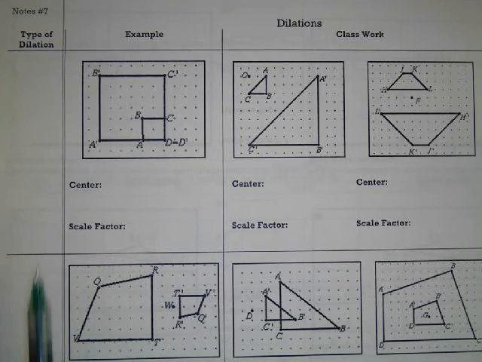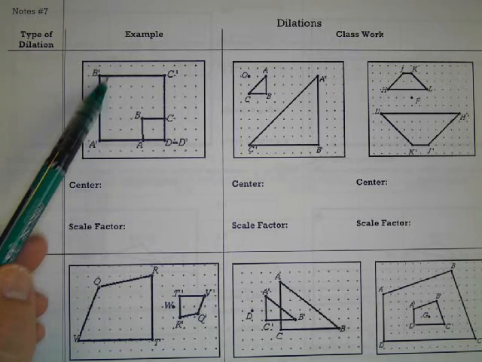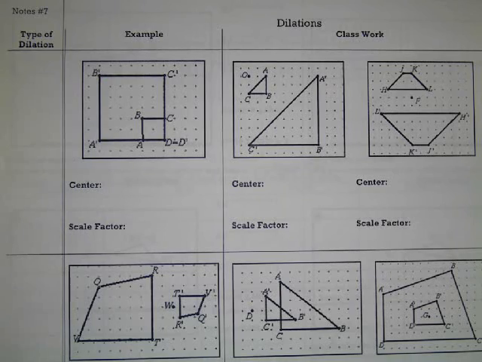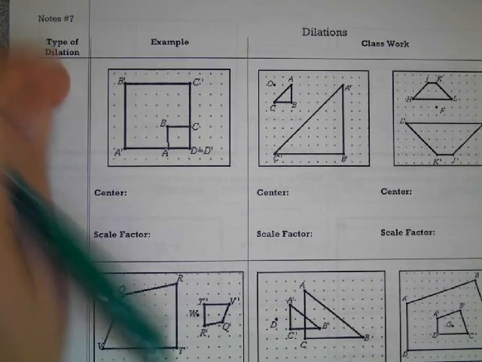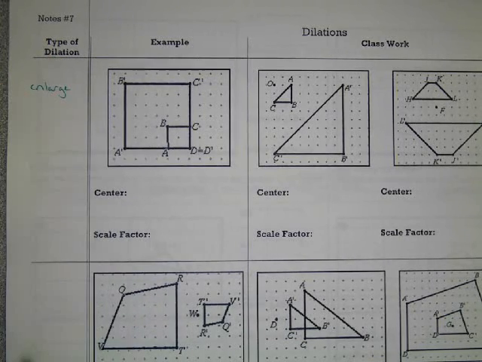So in this, which one is the image? The big one. How do we know? Because the big one has the hash mark. Right. The big one has the apostrophe. So is this going to be an enlargement or a reduction? Enlargement. Okay. So over here we can write enlarge. That's the type of dilation.